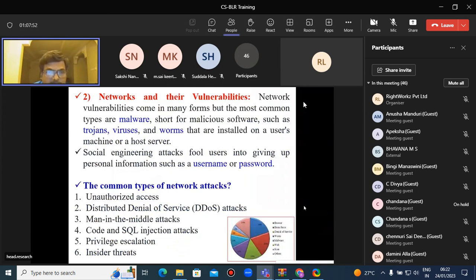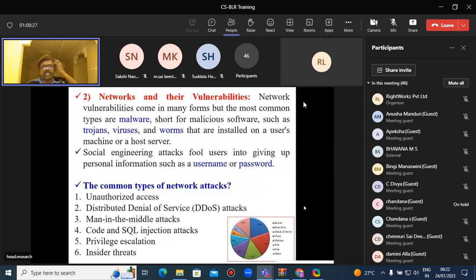Then the second concept is networks and their vulnerabilities. Network vulnerabilities come in many forms, but the most common type is malware. Malware is a virus. Ransomware is a best example of malware. Short for malicious software, such as Trojans, viruses and worms, that are installed on the user's machine or a host server. That is called malware vulnerabilities.